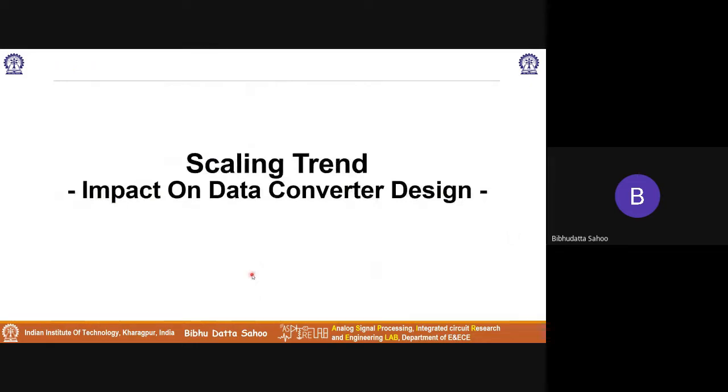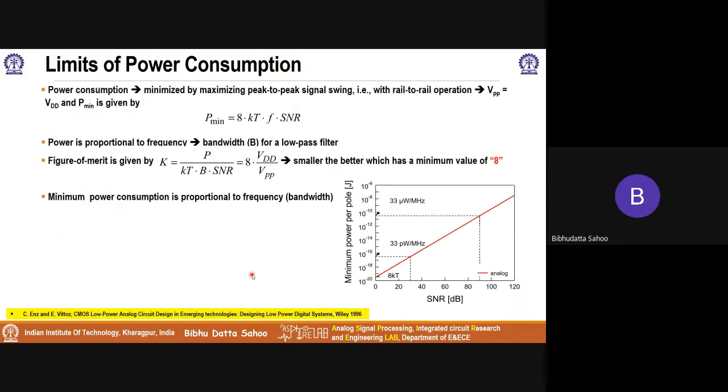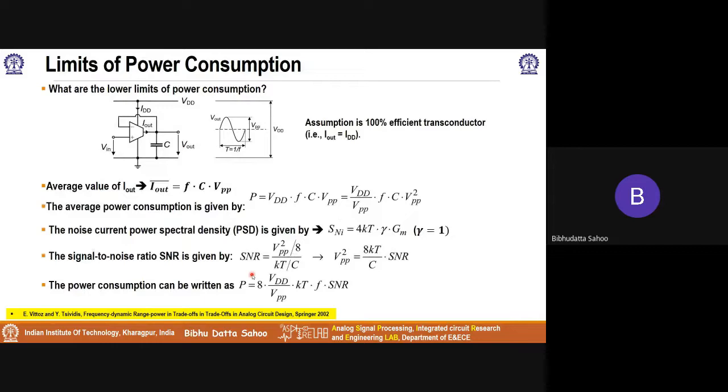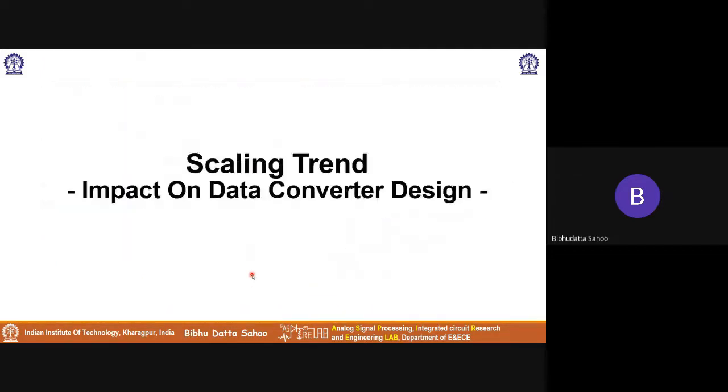Now, as I said, the next topic that I will get into is the scaling trend and impact on data converter design. I have taken this as one of the key analog blocks. This one was dealing with the low pass filter, and then we'll go into data converter design and see how the scaling trend, which is supposed to reduce power, sometimes actually leads to burning more power in an analog circuit. We have to resort to other means to reduce the overall power consumption of the analog circuit.